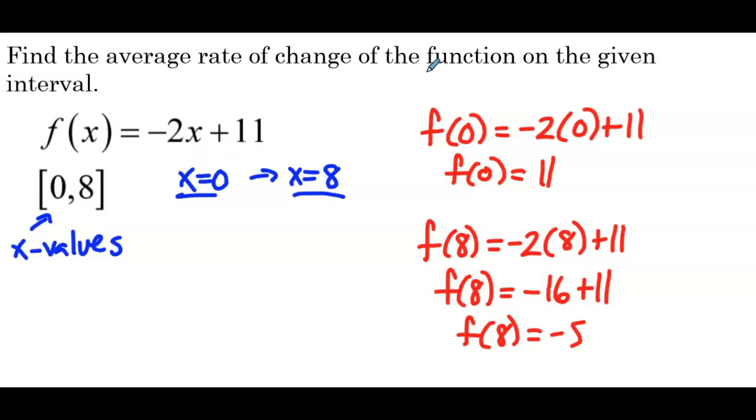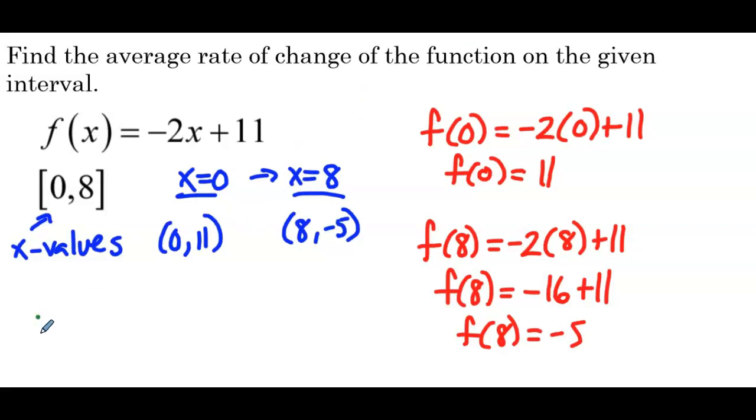So we have 2 points then. We have the point 0, 11 and the point 8, negative 5. And we're finding the average rate of change between these 2 points. So the way function notation came in is we input our x values into our function to figure out the outputs and use those outputs as the y coordinate in each point.